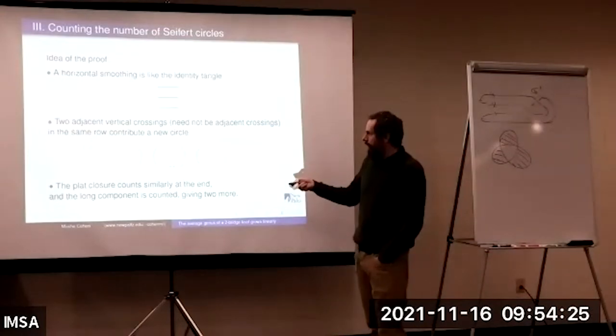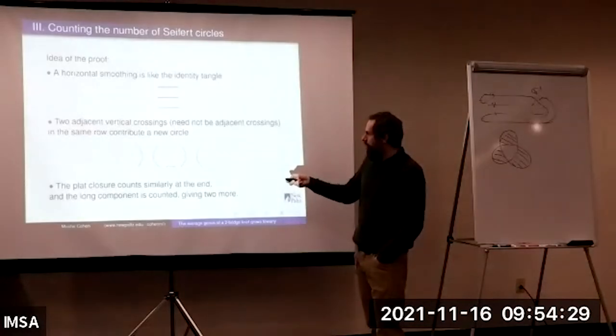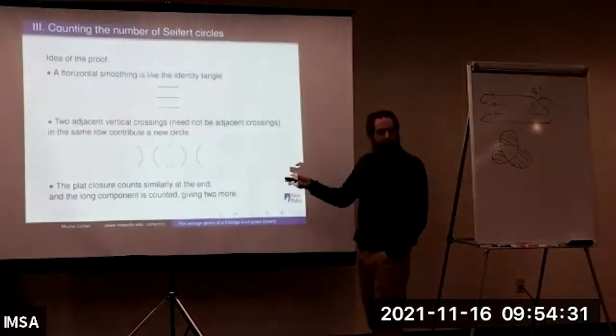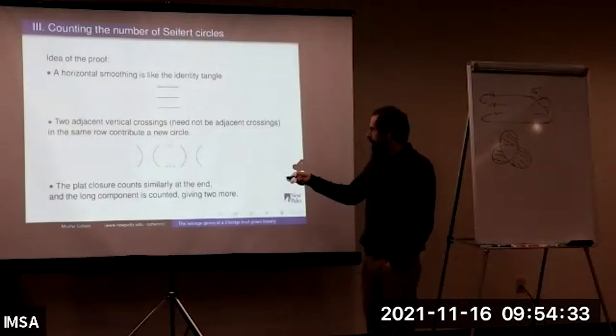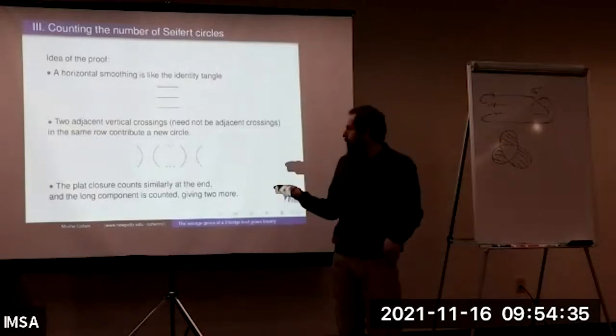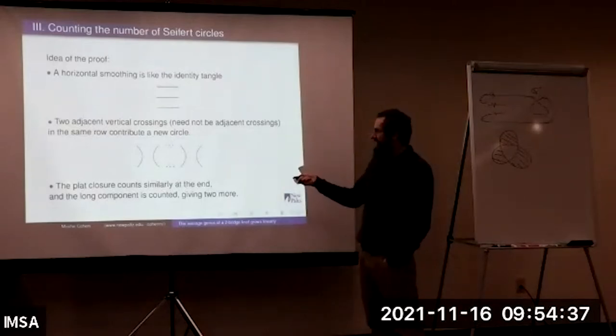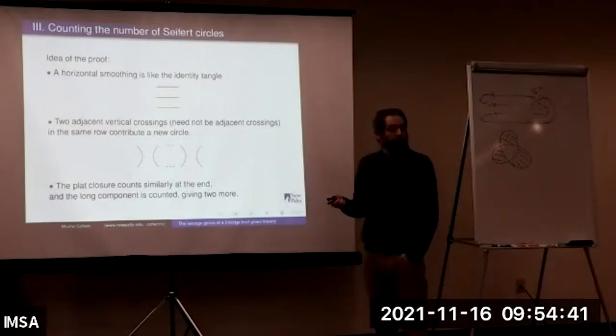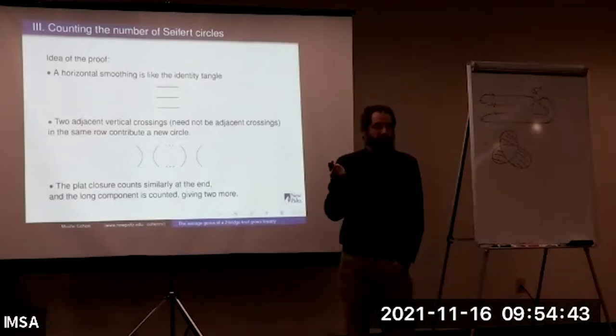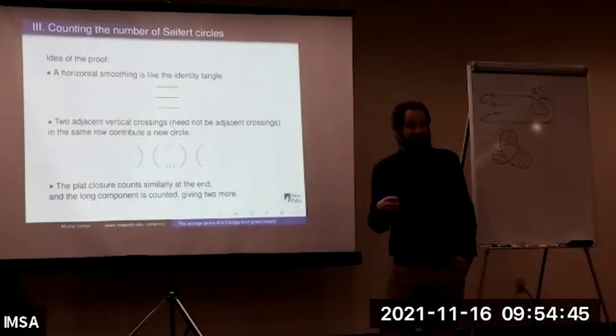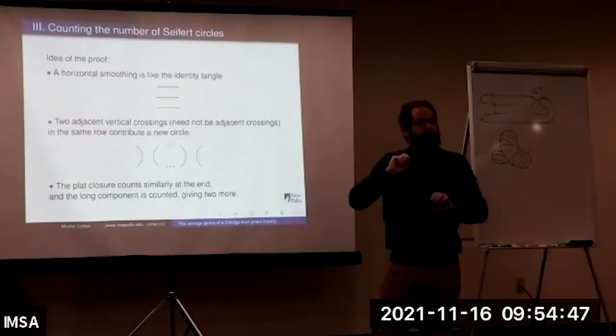If I have two vertically smooth crossings right next to each other, you can see that this one kind of caps off the circle here. And so two vertically smooth crossings next to each other creates this new circle. So this is like the inductive step, where adding a crossing creates a new circle. And then I'm not going to show you in this proof, but I'll show you in an example what happens if they're not viable.